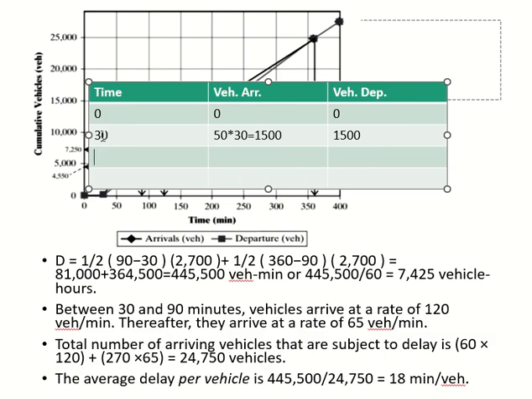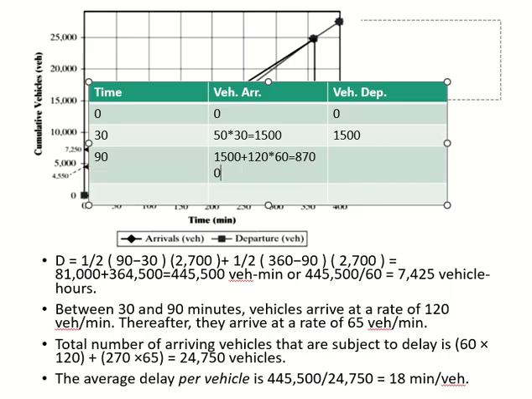Next one, for the next 1 hour, from 30 to 90, right? For the next 1 hour, they were coming at 120 per minute. And I am calculating total from 0. So I will add this one. 1,500, plus 120 per minute for 60 minutes. Which gives me how much? 8,700. Can somebody give me this number?